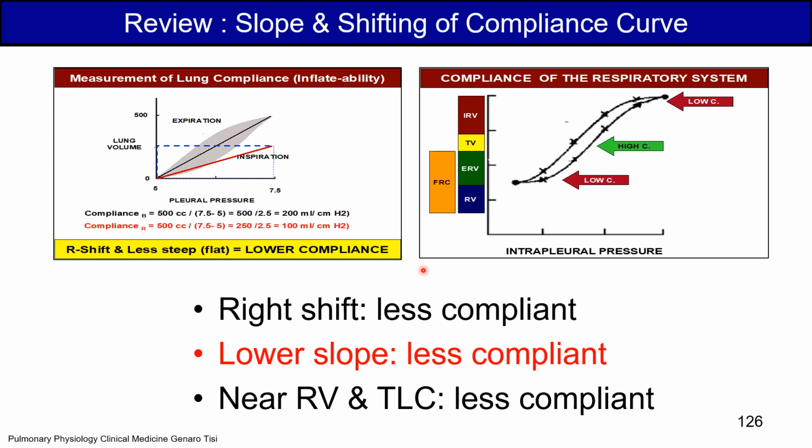Again, let us have a brief review. A right shift of the compliance curve means that it is less compliant. The lower the slope, the less compliant it is. Near RV and TLC, the respiratory system or the lungs is less compliant.